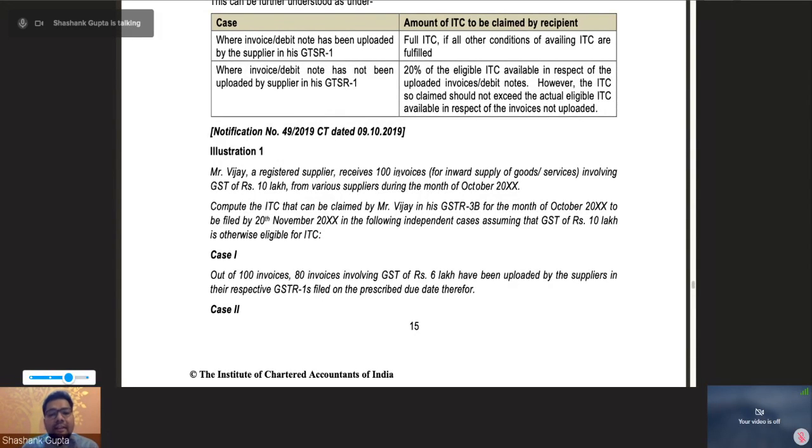So case 1, it says GST of rupees 6 lakh has been uploaded by the suppliers. What will be 120% of 6 lakhs? 7 lakh and 20,000. Between 7 lakh and 20,000 and total eligible ITC of 10 lakhs, which is the lower amount? Lower amount is 7 lakh and 20,000. So for case 1, the amount of eligible ITC will be 7 lakh and 20,000.